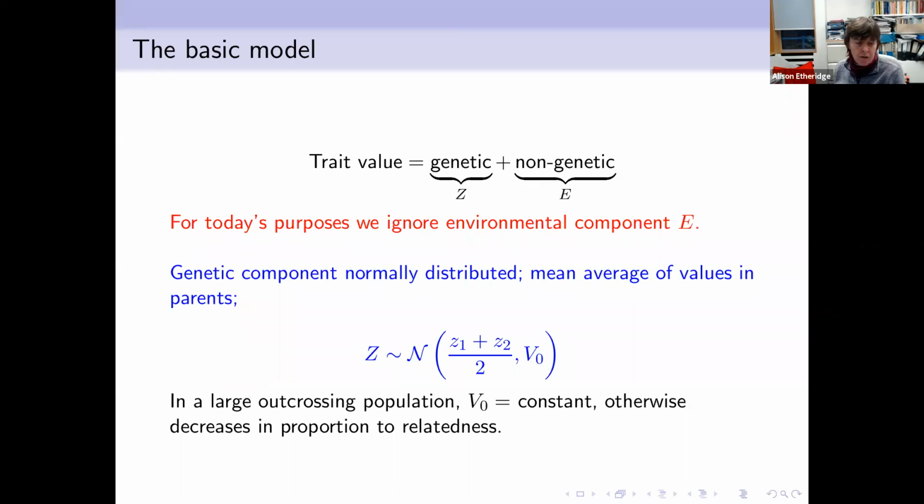And the genetic component is normally distributed, and the mean is the average of the values of the parents. And in a large outcrossing population, so outcrossing just means that you always mate with somebody who is completely unrelated to yourself, then that V0, the variance of the genetic component, is constant. Now, if it's not an outcrossing population, if I might be related in some way to my mate, then that variance is going to decrease, and it decreases in proportion to relatedness in a way that we're going to make a bit more precise.